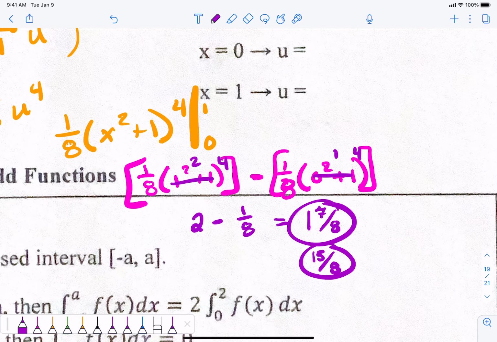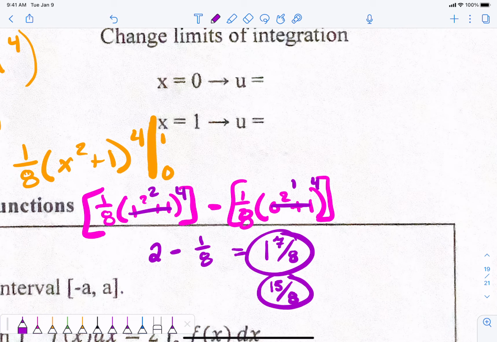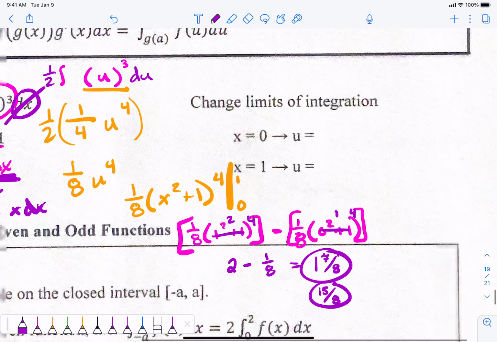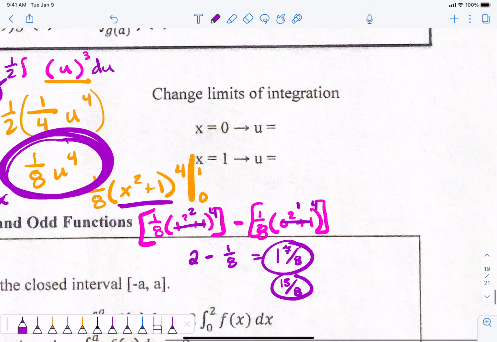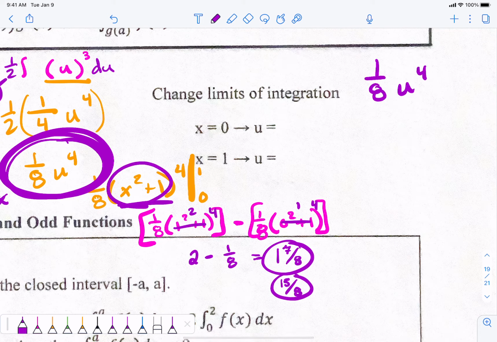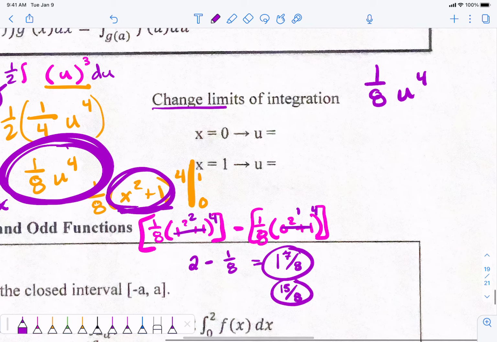Okay, now, that's that process, right? But some people like to do this instead, okay? Backtrack to right here before we plugged the x squared plus 1 back in. At this point, we found our antiderivative, 1/8 u to the fourth power, right? Rather than rewriting and plugging the x back in, we're going to change the limits of integration.